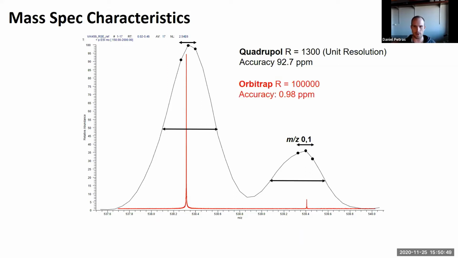Here we have, if we internally calibrate, sub-ppm mass accuracy, and for example, calculating the molecular formula of your newly isolated natural product, that of course helps a lot. So here, accuracy is really what you want.